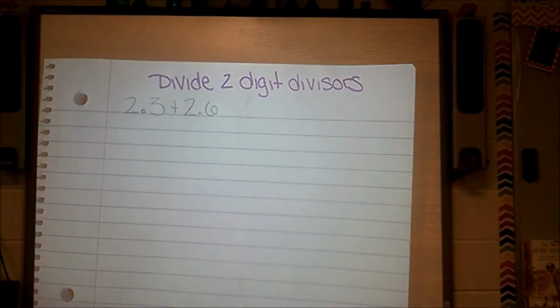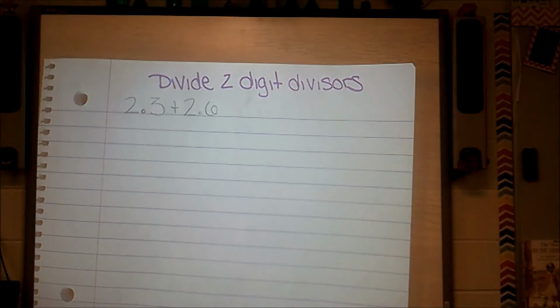Alright, boys and girls, today we're going to be learning sections 2.3 and 2.6 together. They're pretty well the same exact thing, just a different way of doing it. In this section, we're going to be learning about how to divide with two-digit divisors. So instead of having a single-digit divisor, which is the number on the outside of the cave, we're now going to be looking at two-digit divisors.